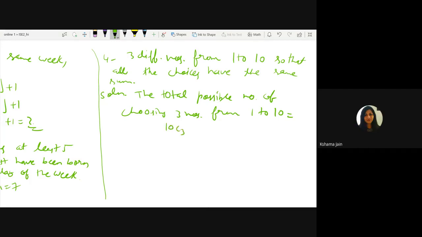Correct. 10C3. Because I am not giving any order. I am not asking you to put in particular order. Just randomly, you are choosing any 3 numbers out of 10, which is 10C3. Okay. What would we do?